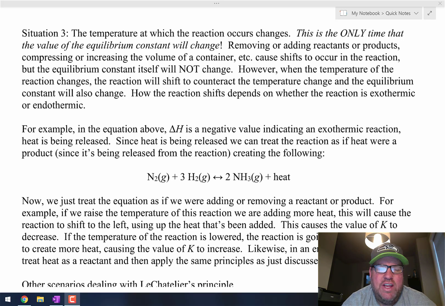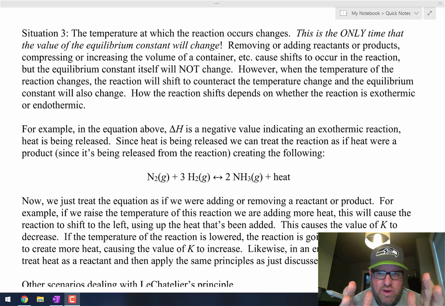So far with LeChatelier's principle, we've talked about if you add a reactant or a product, or you take a product or reactant away, the reaction is going to shift to bring Q back into numerical agreement with K. And then we talked about when you change the volume of a reaction, if you decrease or increase the volume of a container, or add more water or take some water away from a reaction system, again, the reaction will shift.